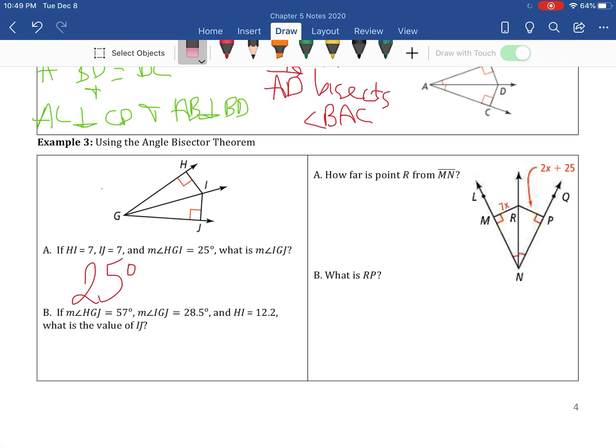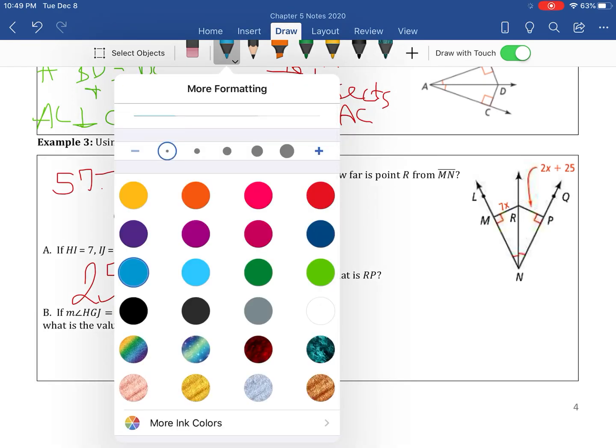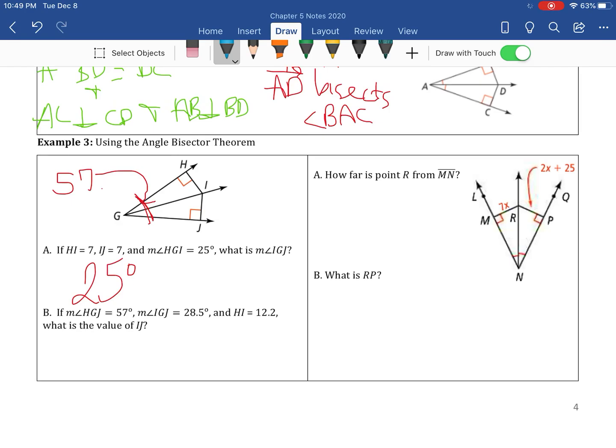The reason I want to erase it is just because we have part B here. If we're looking at part B, part B says HGJ is 57. So HGJ, that's the entire thing here. The entire thing is 57 degrees. If IGJ is 28, so again, that's the bottom half, so this part right here is 28 and a half.